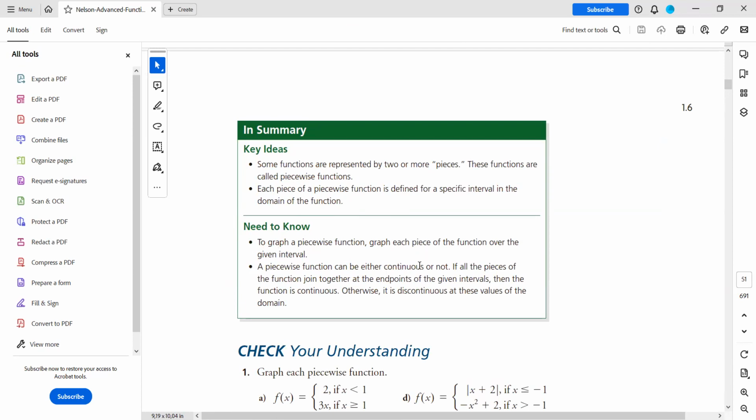To graph a piecewise function, graph each piece of the function over the given interval. A piecewise function can be either continuous or not. If all the pieces of the function join together at the endpoints of the given intervals, then the function is continuous. Otherwise, it is discontinuous at these values of the domain.